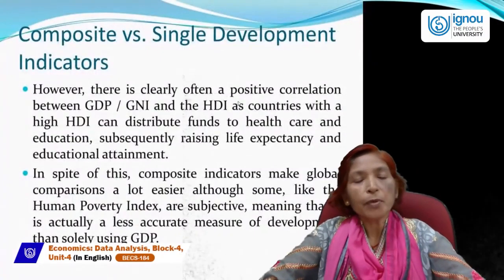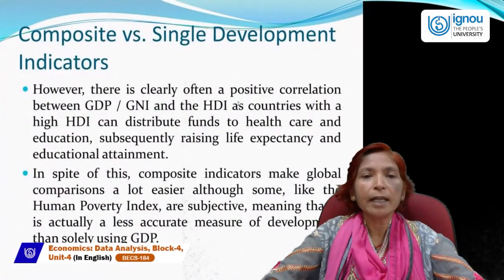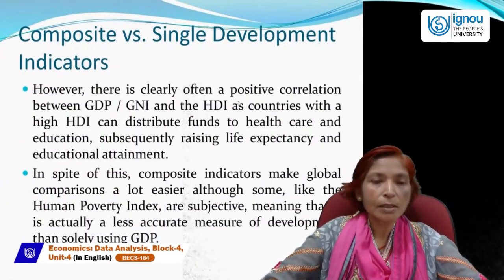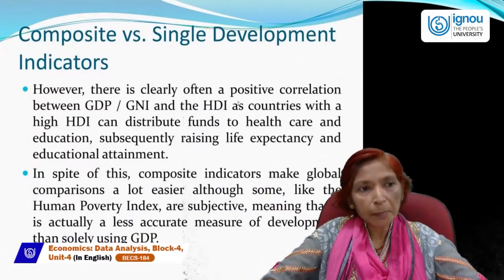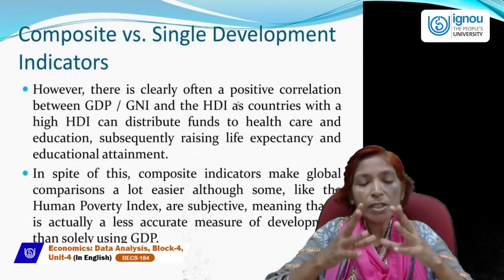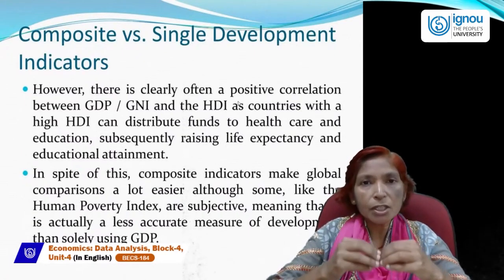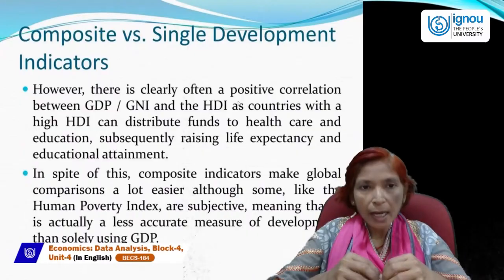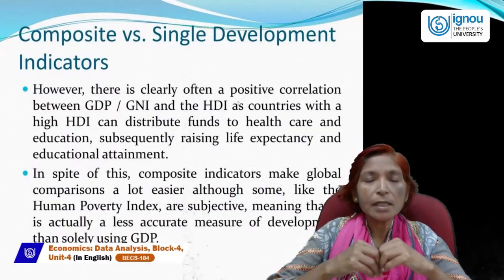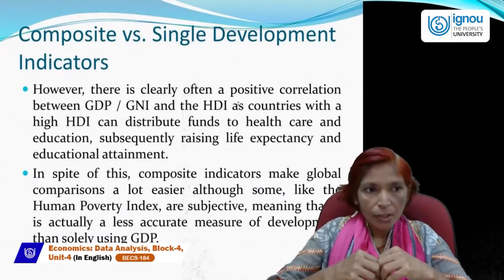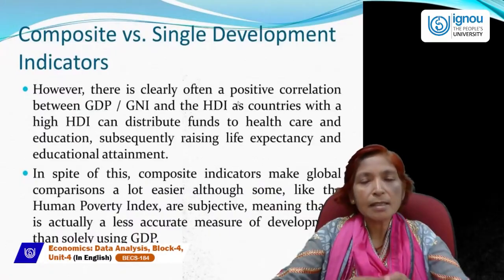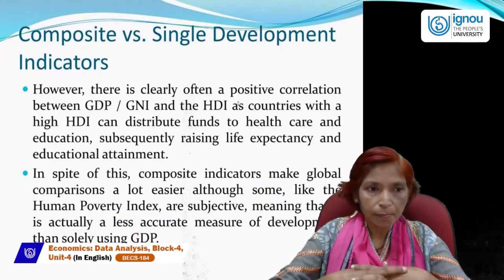Next is composite versus single development indicators. What is the difference between them? Composite means it studies multi-dimensional items, and a single indicator or single index number includes only a single unit or single item. So there is a wide difference between composite and single development indicators.